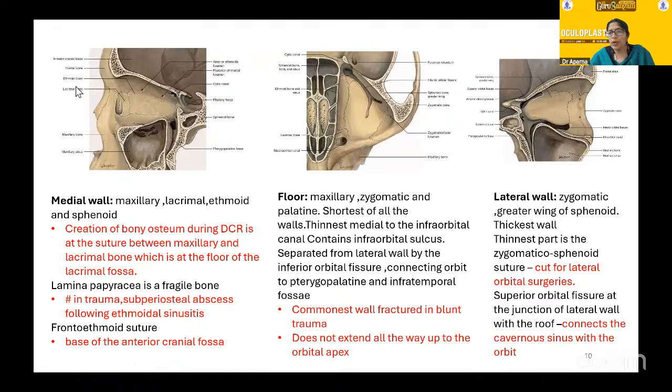The lateral wall is formed by the zygomatic and the greater wing of the sphenoid. It is the thickest of the walls, and its thinnest part is the zygomatico-sphenoid suture, which is seen here vertically. And this suture line is used to cut for the lateral orbital surgeries. The superior orbital fissure is at the junction of the lateral wall and the roof of the orbit, and this connects the cavernous sinus with the orbit.